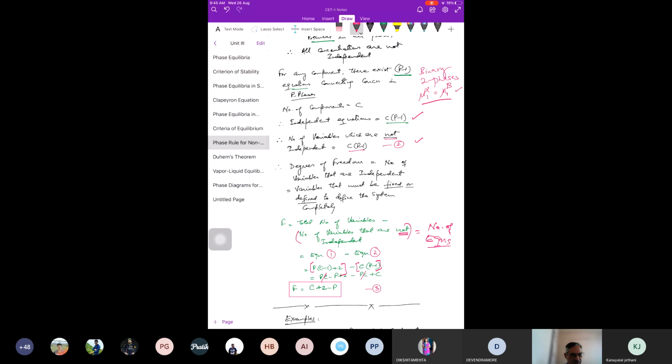समझा गया. ये हमारे वेरिएबल्स डिफाइन करना है. We have to define these number of variables to define a system completely, right.